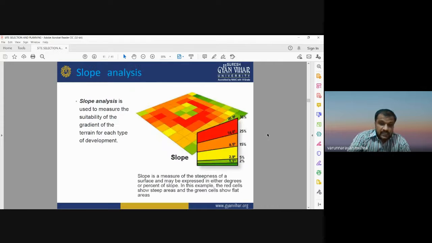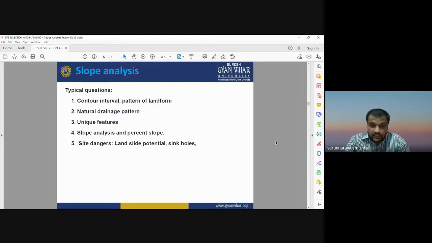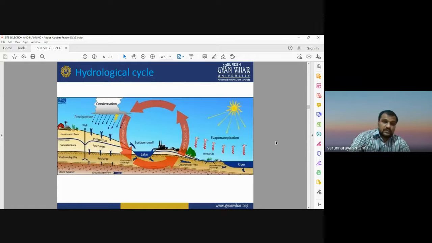Like in the previous slide, we have represented the slope in different percentages, like 25% of the area is having a slope of more than 40 degrees, then 15% of the area is having a slope of 8.5 degrees. So you can have the percentage of the area in terms of slope, and these kinds of sites can be dangerous, a risk in the case of landslide or any kind of natural disaster. So slope is very important.